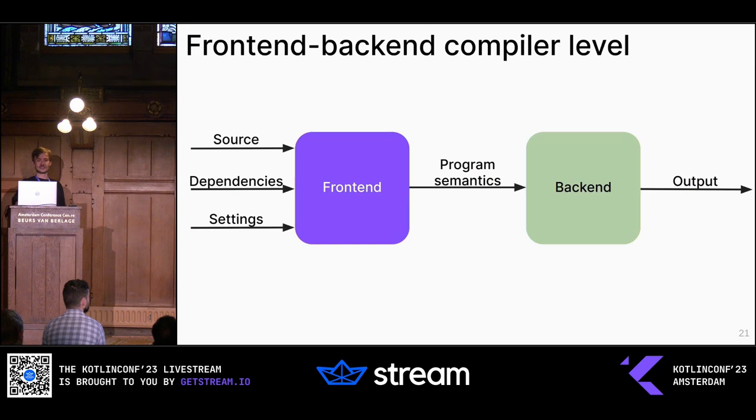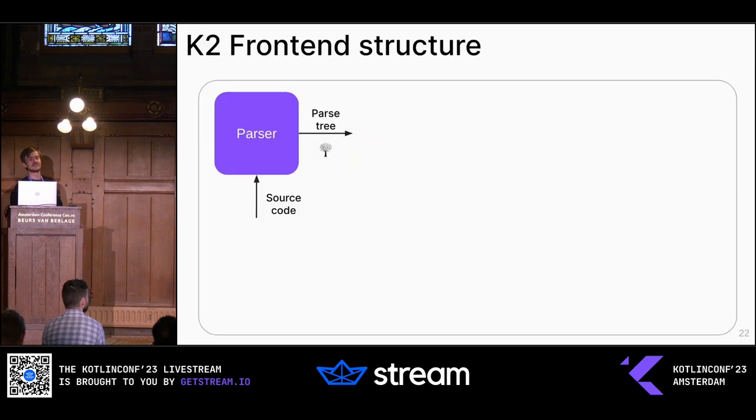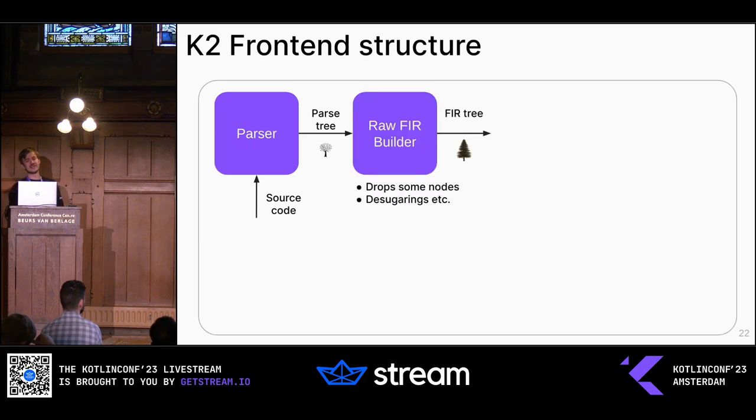Okay, so we are talking mostly about the front end, so let's consider it in a bit more detail. As usual, the compiler front end starts its work with a parser, and the parser generates a parse tree. In the Kotlin compiler case, it's a kind of concrete syntax tree. Concrete means that we keep all nodes alive, so each element of the source code, including comments, parentheses, and so on, is represented as a node in a parse tree. Then we run a so-called front-end IR builder, and it builds a front-end IR tree.